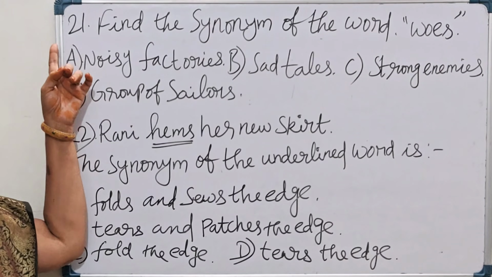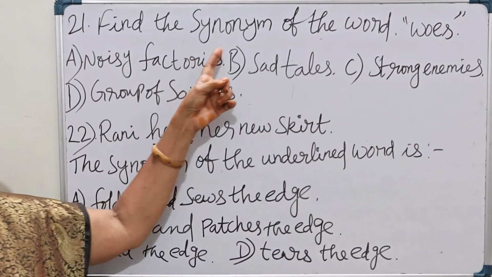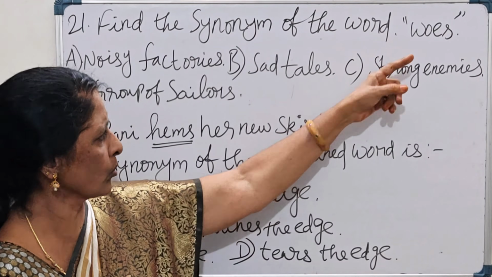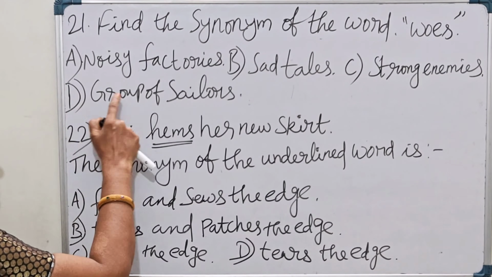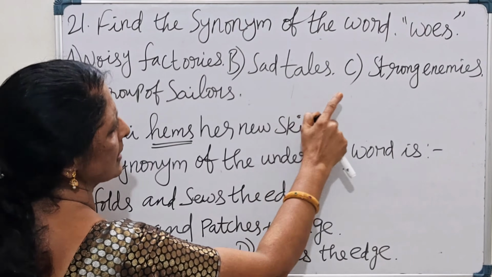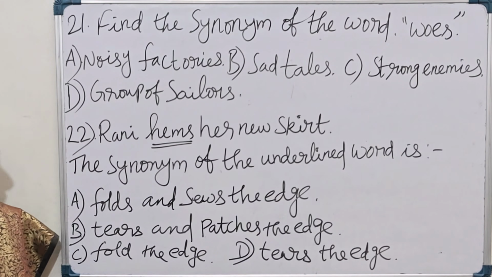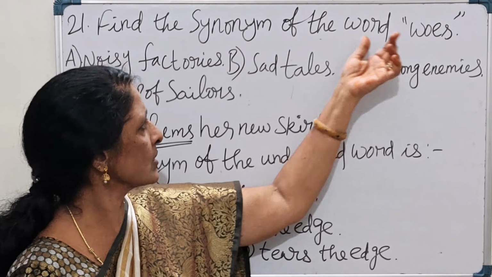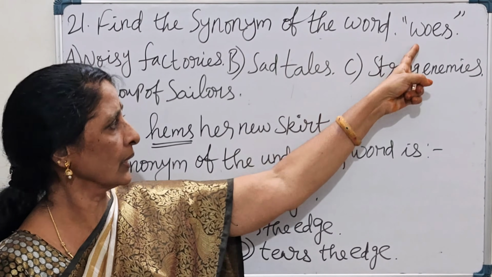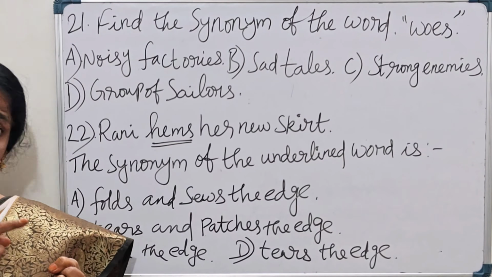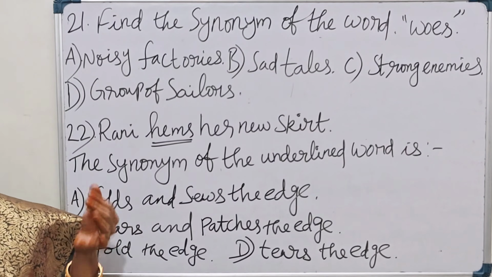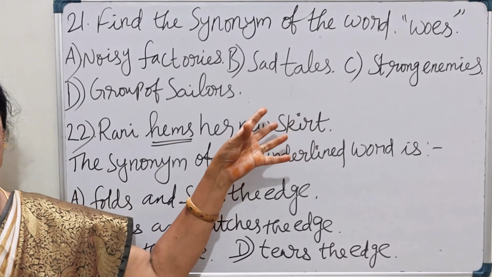Commences. Question number 21. Find the synonym of the word woes. A, noisy factories; B, sad tales; C, strong enemies; D, group of sailors. Now, the meaning of woes, synonym meaning, is sadness, unhappiness, or otherwise grief.